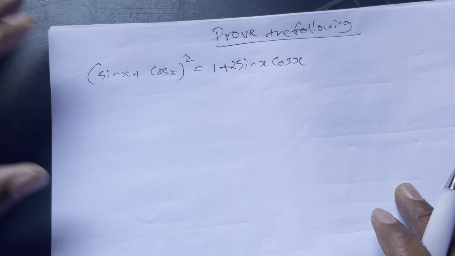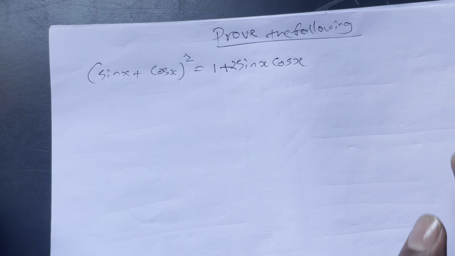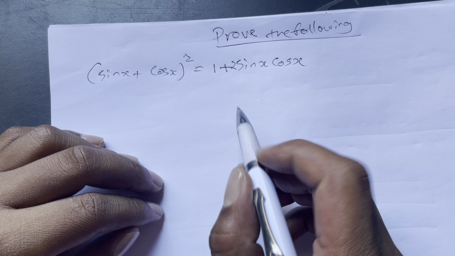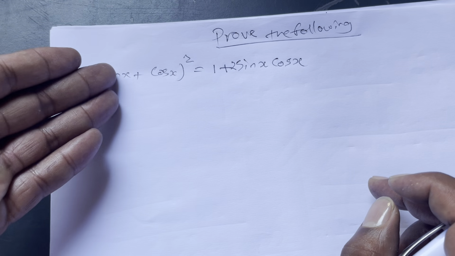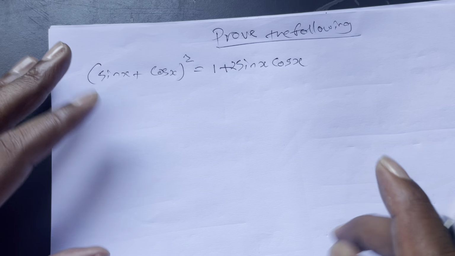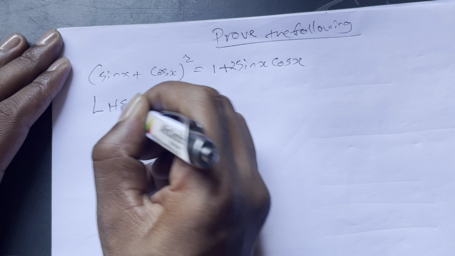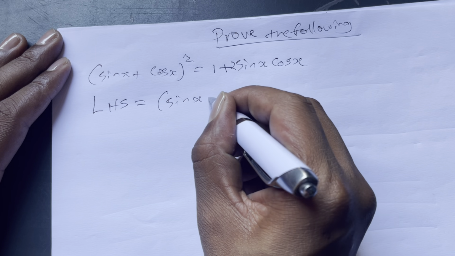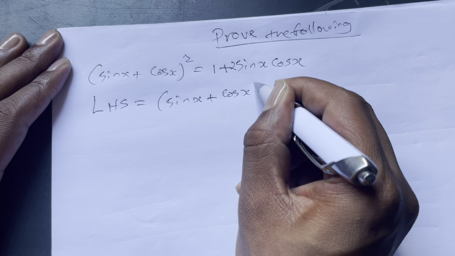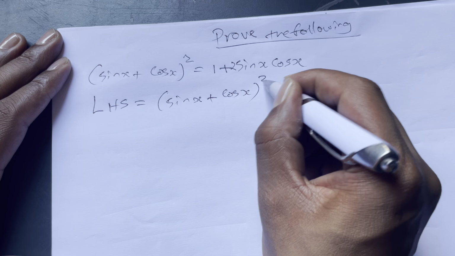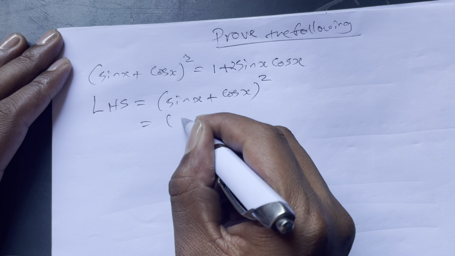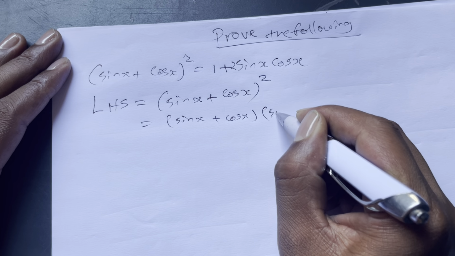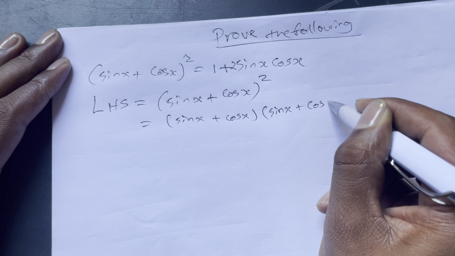Okay, so how are you going to prove this actually? Are you gonna take this side first or you're gonna take this side first? I say we go with the left hand side. So left hand side equals sine x plus cos x, all squared. So expand this, so you have sine x plus cos x times sine x plus cos x.